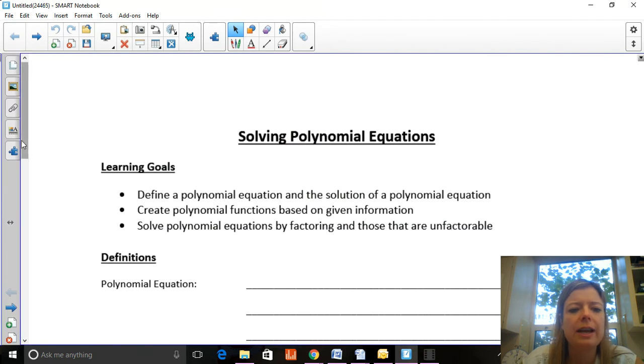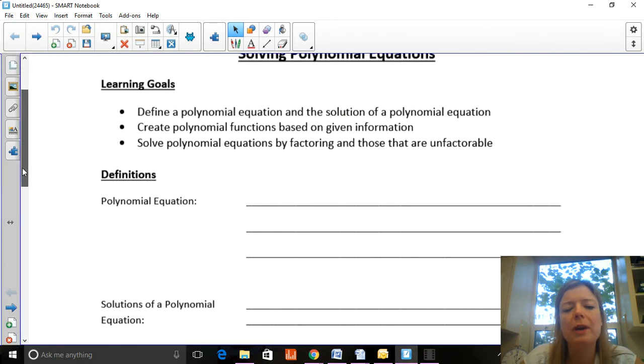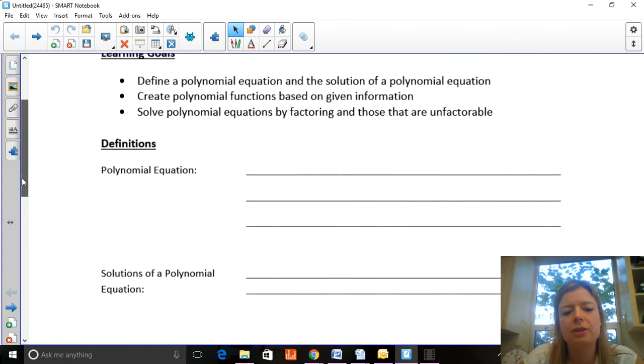Our learning goals today are to define a polynomial equation and also what a solution is. Create polynomial functions based on given information. That's just within word problems. We're used to doing that. And then also, finally, solve polynomial equations by factoring, and also those that are unfactorable. And I'm going to show you guys how to do that using technology.